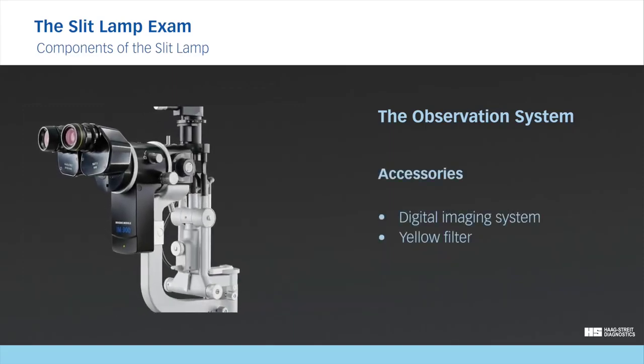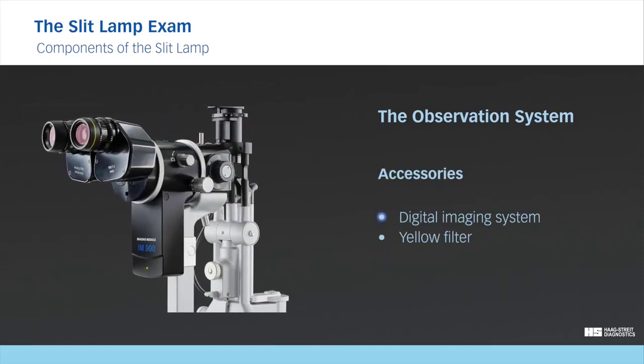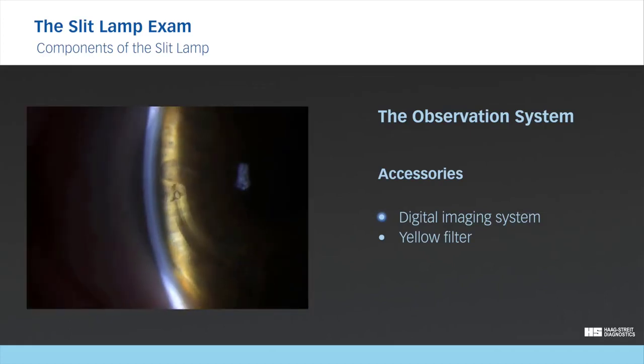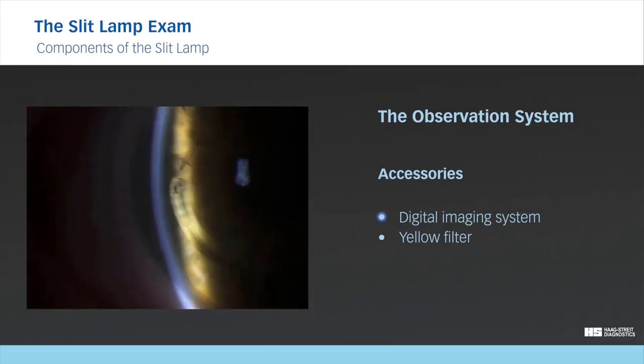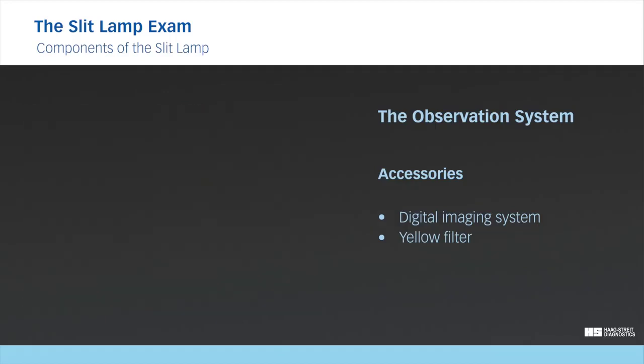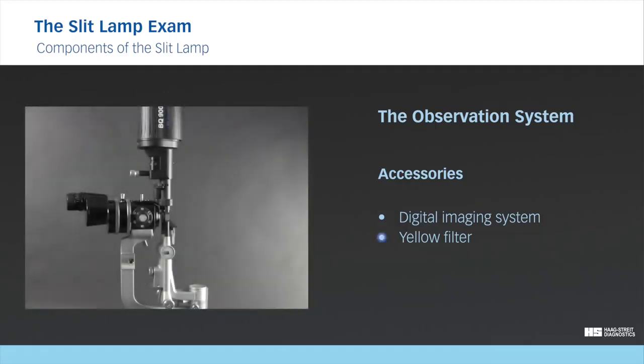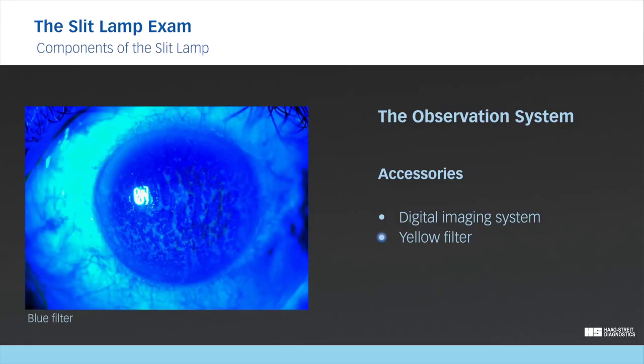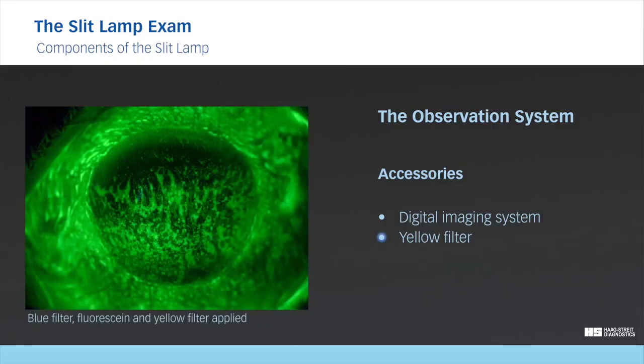Most modern slit lamps today offer the ability to integrate a digital imaging system. Digital imaging systems allow image capture of the view through the microscope. This is beneficial for documentation, teaching, and patient education. The yellow filter is an option that can be used in combination with the blue filter of the illumination system. It can be mounted permanently on the slit lamp and is easily engaged or disengaged as required. This filter combination improves the contrast when fluorescein is used by blocking the reflected blue light.